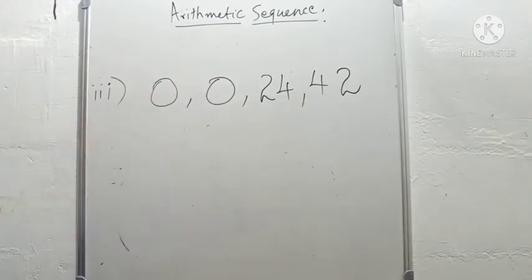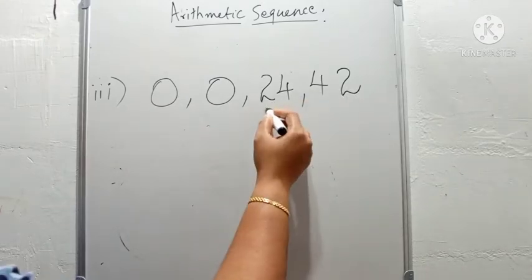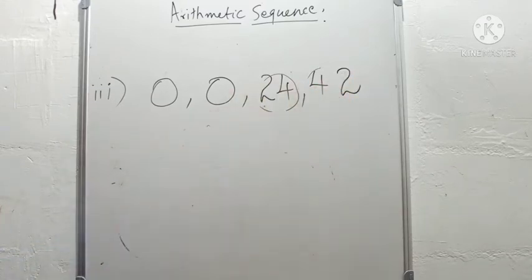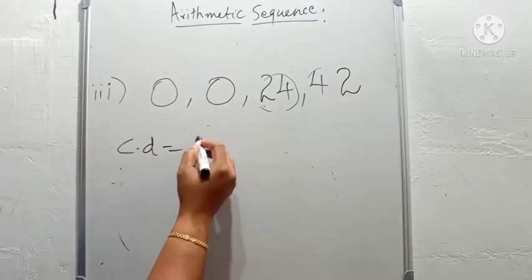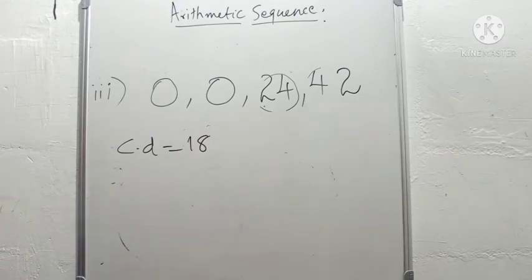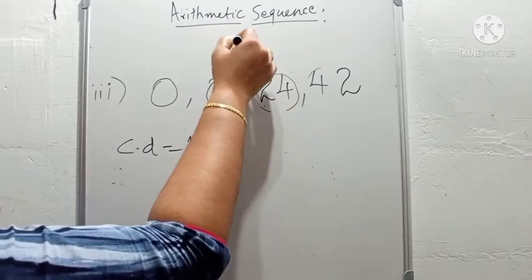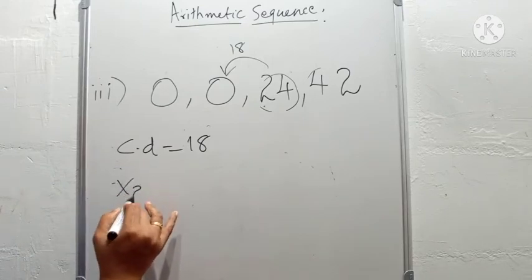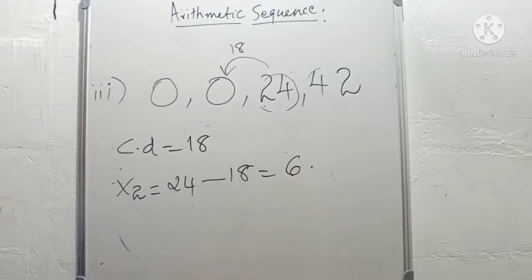This is the third question. Two circles, after that 24 and 42. Here we have the third term and the fourth term. Then the difference between the third term and the fourth term is also the common difference. So the common difference is 42 minus 24, 18 itself is the common difference. Then what about the second term? The second term is 18 less than the third term. So the second term x2 is equal to 24 minus 18, that is equal to 6. So this term is equal to 6.